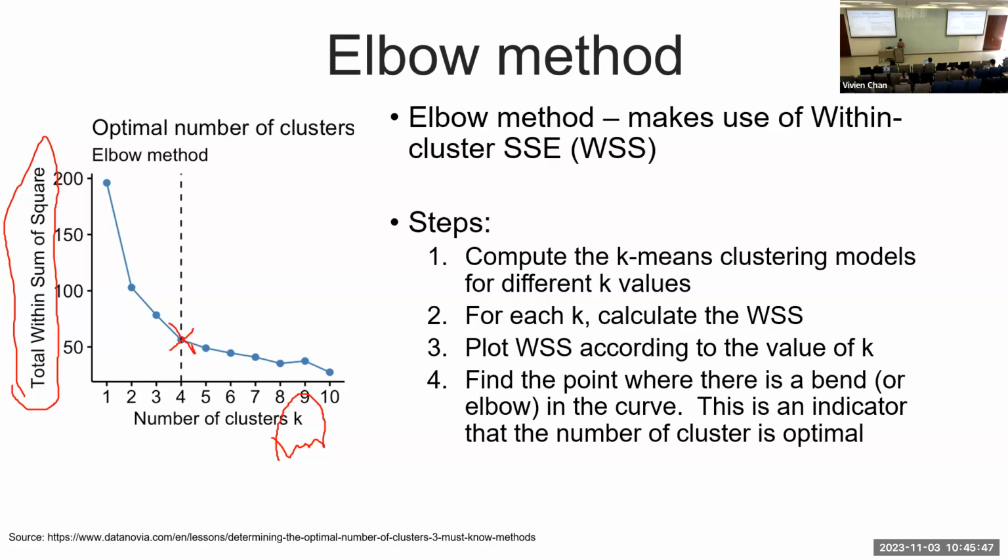You can see the slope here is much steeper than the slope here. So this is what they call the bend. You can find a bend here, and this is the optimal number of clusters. So from this graph, you will choose k equals to 4 as the final cluster solution. That is making use of the within cluster similarity.